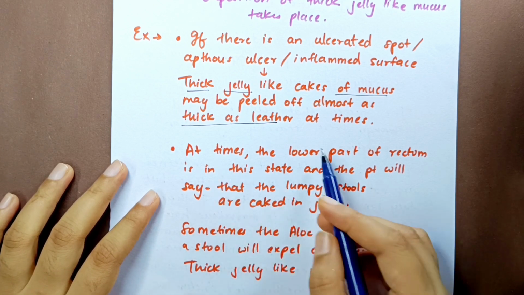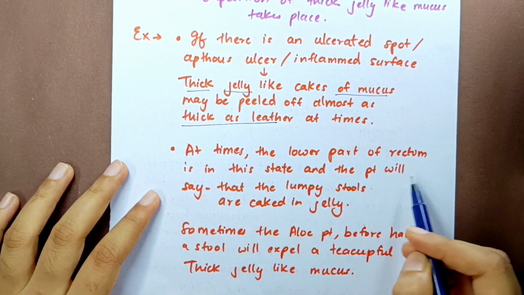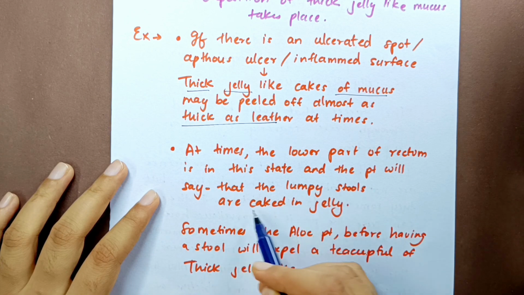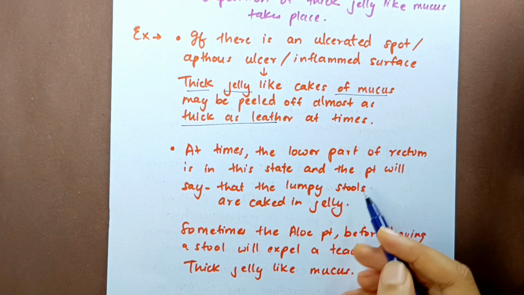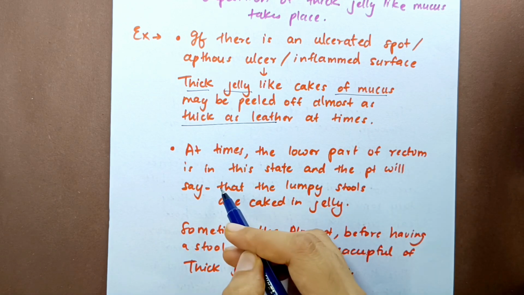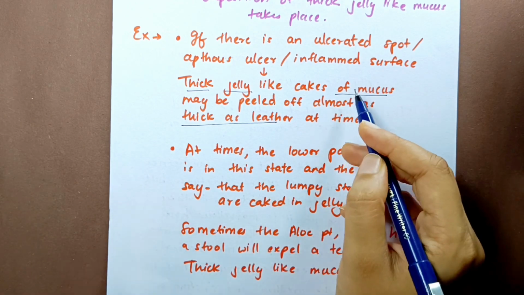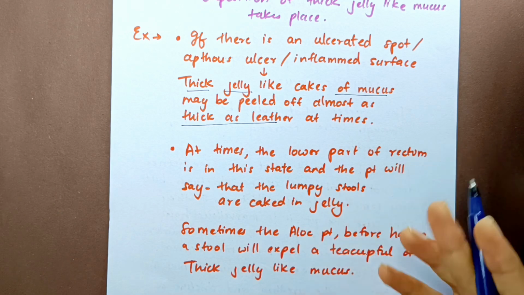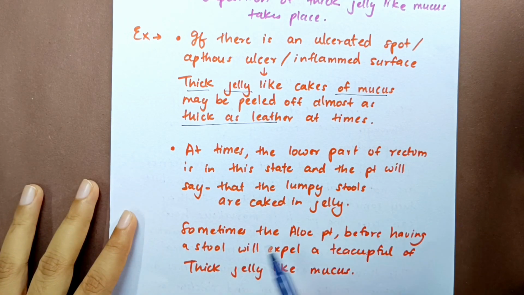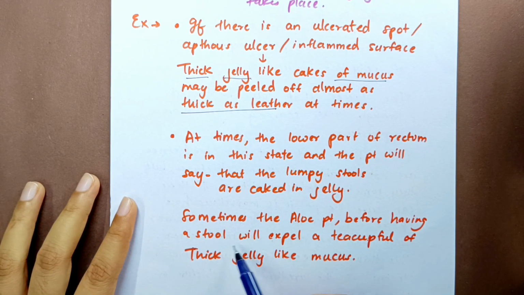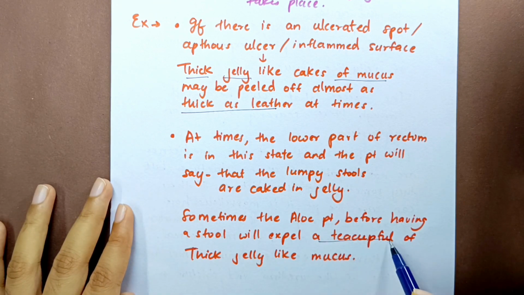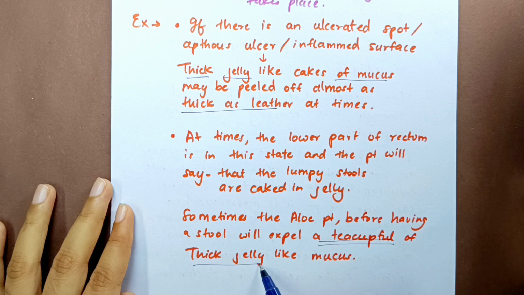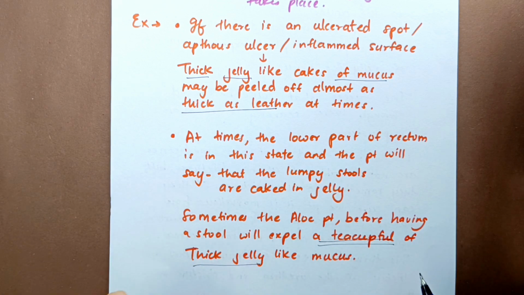So at times the lower part of the rectum is in this state, and the patient will say that the lumpy stools are caked in jelly. That is why the piles were moist, because the lower part of the rectum was producing these huge, leather-like thick cakes of mucus. Sometimes the Aloe patient, before even passing stool, will expel a teacup full of thick jelly-like mucus. That much jelly-like mucus will first come out before the stools. That may also happen in this remedy.